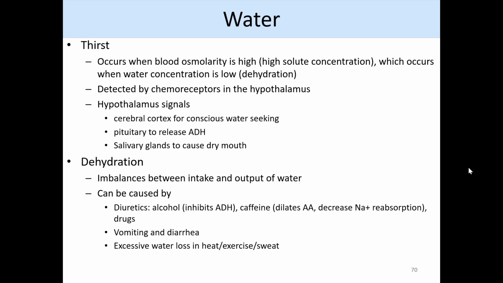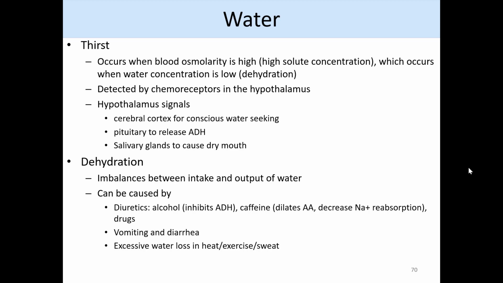The hypothalamus will also cause the pituitary gland to release antidiuretic hormone, which will help us to save water out of that tubular fluid. And the hypothalamus will tell the salivary glands to stop secreting, which causes dry mouth, which is another way to tell us you should probably seek out some water.